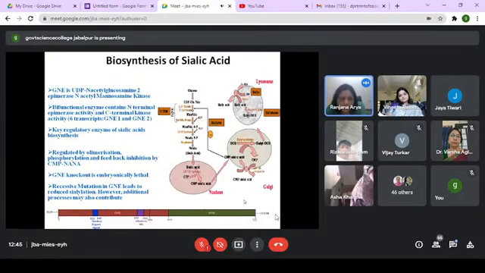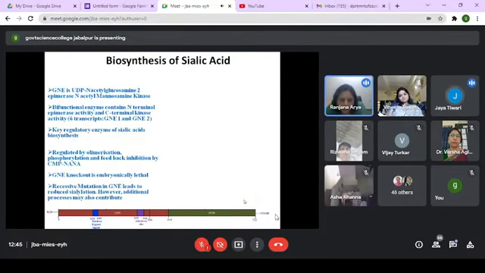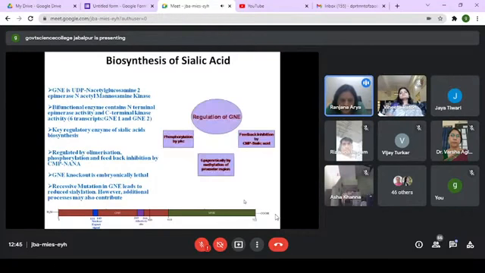Next, please. We are looking at how these genes are regulated. They are regulated by oligomerization, phosphorylation, and feedback inhibition by CMP-NANA. Epigenetically, they are also regulated by methylation of the promoter region and phosphorylation by PKC. This is just the known mechanism.